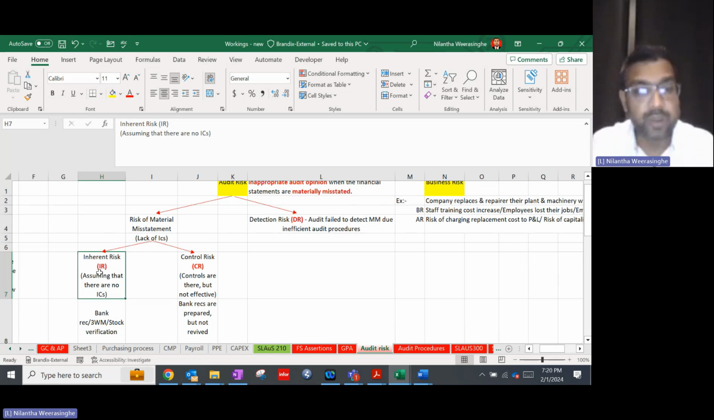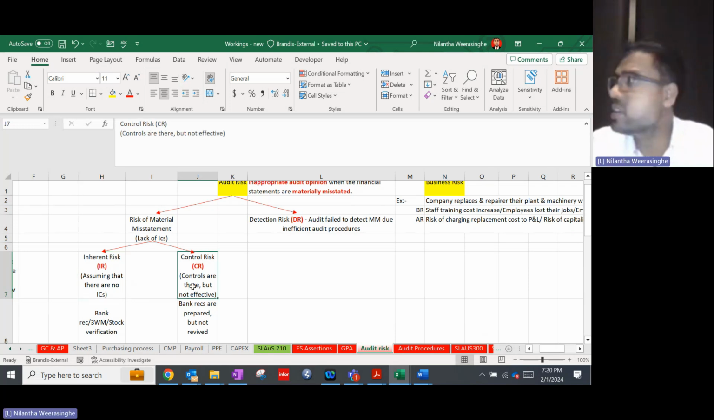Inherent risk means the risk of having no internal controls. In other words, assuming that internal controls are not there. If you don't have internal control, inherently you have a risk. Let's say bank reconciliations are not being prepared, the 3-way match we mentioned is not happening, raw materials are not GRN'd. So that will lead to inherent risk. Risk of not having internal control is inherent risk.